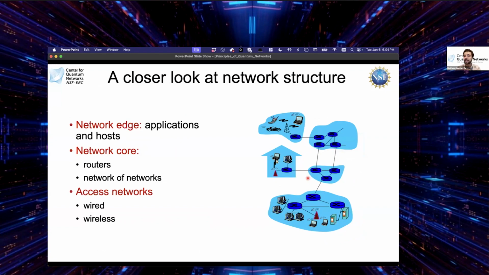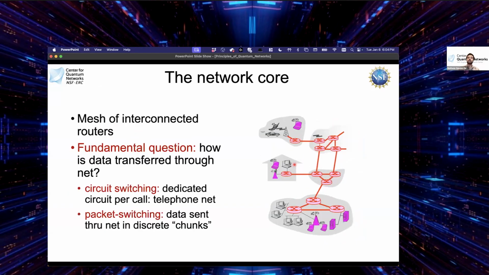Let's take a closer look at how the network is structured. We have the network edge that contains applications and hosts, and we can imagine that we live in the network edge. We have the network core that is composed of routers and is in fact a network of networks. And we have access network points where we can access the internet in both wired and wireless forms. The network core is a mesh of interconnected routers, and there's one fundamental question that is addressed here: how is the data transfer service actually implemented through the network? There are essentially two key design principles, the first being circuit switching, where we have a dedicated circuit establishing communication between two nodes in a way that resembles how the telephone network works.